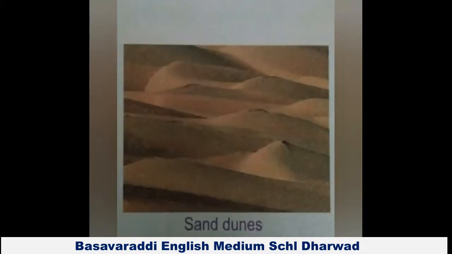One of the important features of the Thar Desert is its sand dunes. What do you mean by sand dunes, children? Have you observed the picture? Sand dunes are mounds or hills of sand built by strong winds. As the winds blow the sand from one place to another, sand dunes are formed. Sand dunes are also formed when sand gets deposited in the shape of hills.